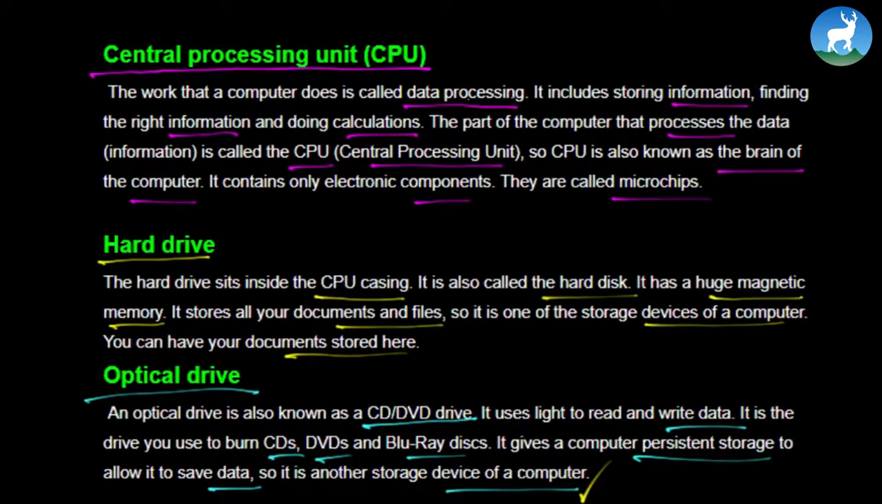So we studied about three distinct components of a computer. The first one here was Central Processing Unit. The second one was a hard drive. And finally, we studied about the optical drive. Earlier, we studied about keyboard and mouse. Keyboard and mouse are what we call the basic input devices. Then we studied about the processing unit. And finally, we studied about storage devices including hard drive and optical drive. Now let us go on studying some more components of a computer.